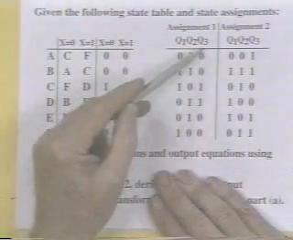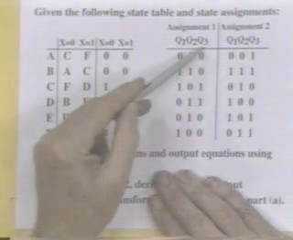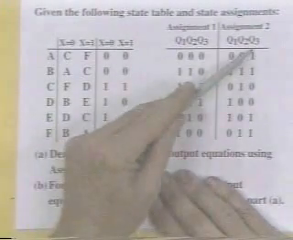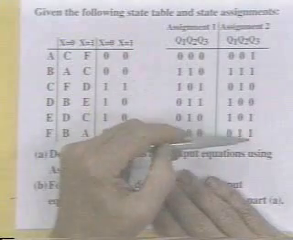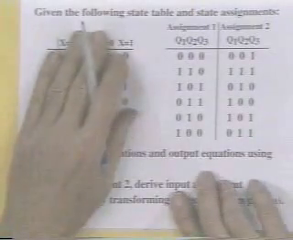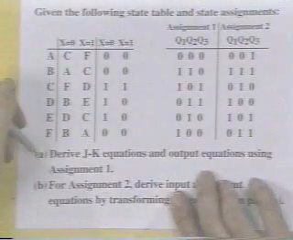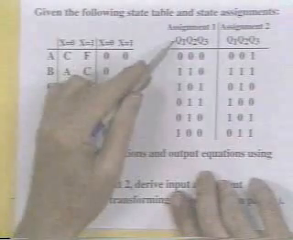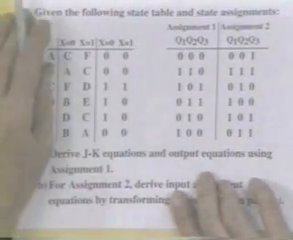So Q3 differs from here to here in that we've complemented Q3. So these operations in general will not affect the amount of logic required to realize the state table. So we say that these are equivalent assignments.